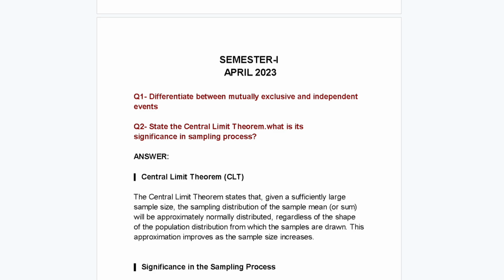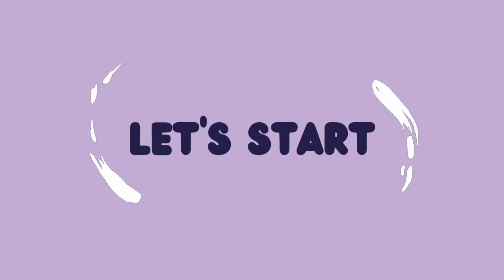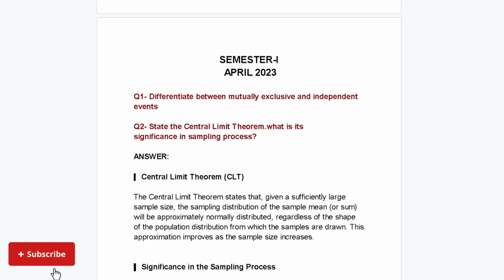In this video, we're going to solve the theory questions of the statistics 2023 paper. So let's see. The first question is: differentiate between mutually exclusive and independent events. I had already covered this question in my previous videos, so we're not going to discuss it here. Second question: state the central limit theorem and what is its significance in the sampling process.